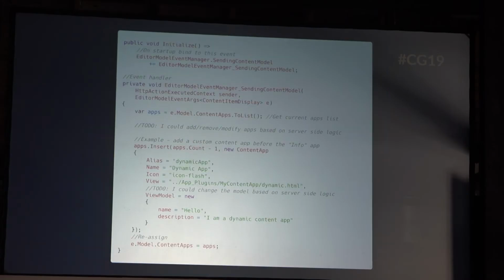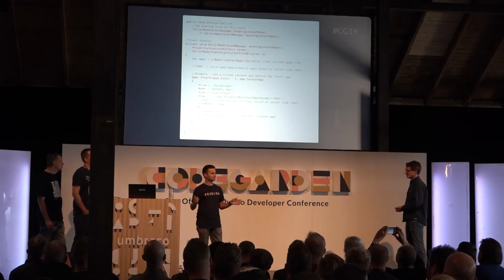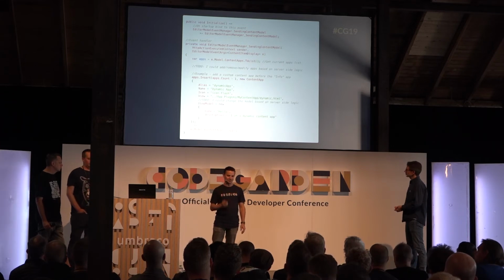There's another way, a bit more hacky way, but this actually exists in V7 too. SendingContentModel is an event. If I subscribe to this, the content apps is actually part of the model that gets sent to the editor. And you can modify whatever you want there. And this is actually after the IContentAppFactory executes. So this is after everything's compiled, before it gets sent down the pipeline to your user. You could modify the content apps here. Add, remove, insert, reorder, dynamically change things, go nuts. It's up to you. So that's in C#.